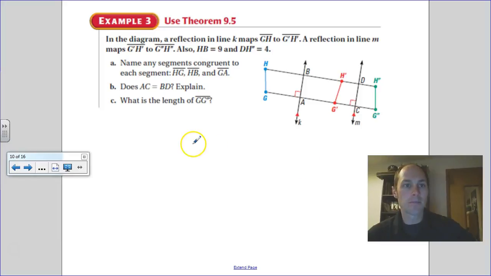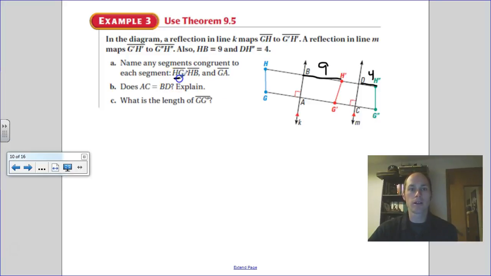So let's apply that theorem. In the diagram, a reflection line K maps segment GH to G prime H prime. And then a reflection line M maps G prime H prime to G double prime H double prime. We also know that HB is 9 and DH double prime is 4. So we know these lengths as well. So take the time to go through, try these 3 examples on your own and compare with what we get on the video. So pause it and try it on your own.